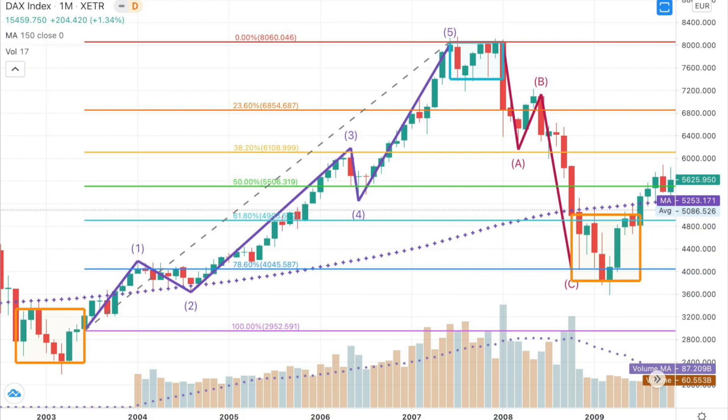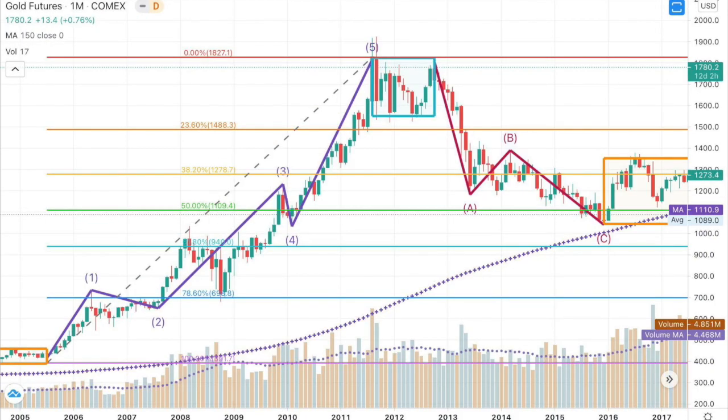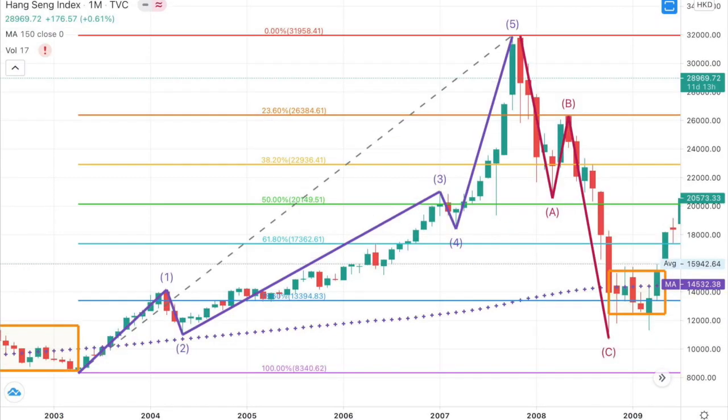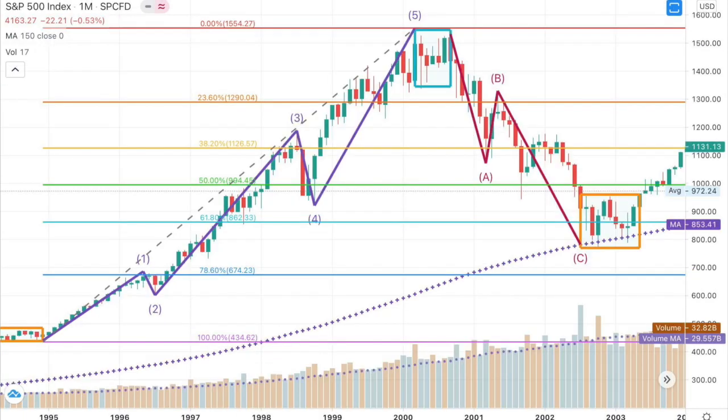The first one is DAX from 2003 to 2009. Next we have gold from 2005 to 2016. Then WTI from 2002 to 2009. Hang Seng from 2003 to 2009. Don't ask me what that is, but he posted it here. And then finally we have the S&P 500 from 1995 to 2003.